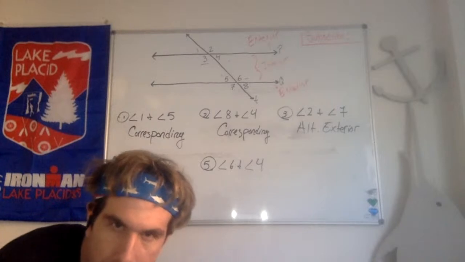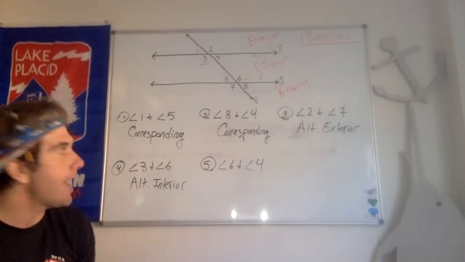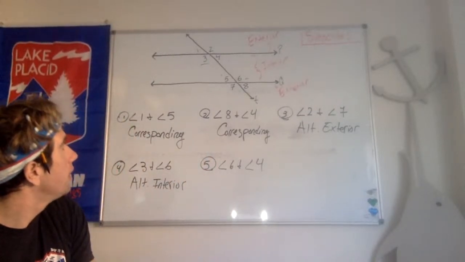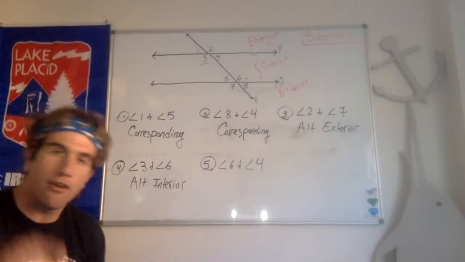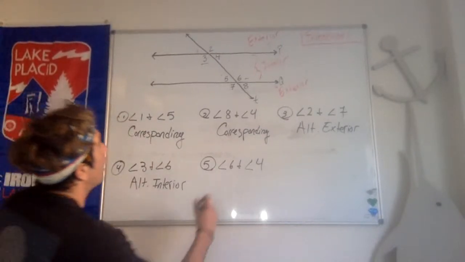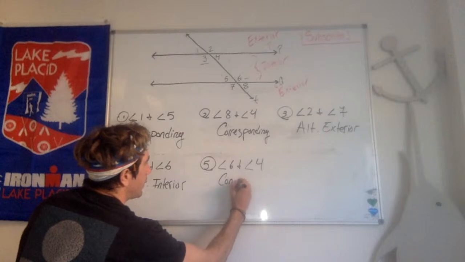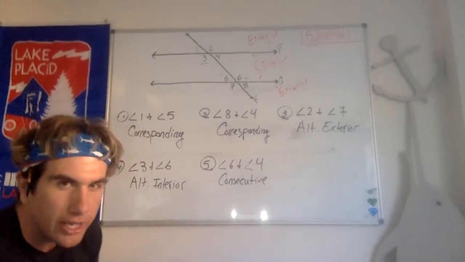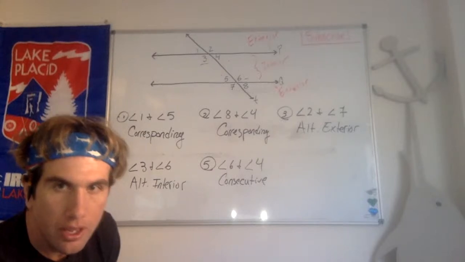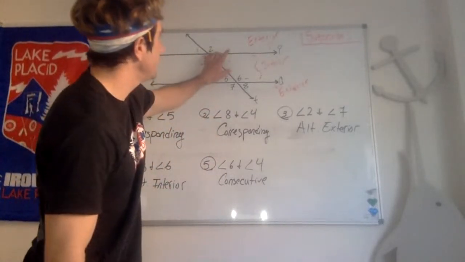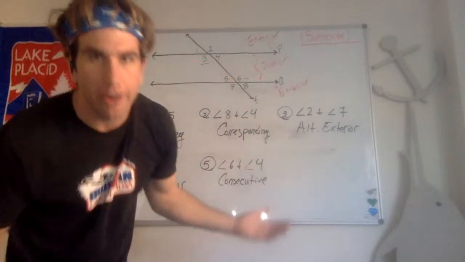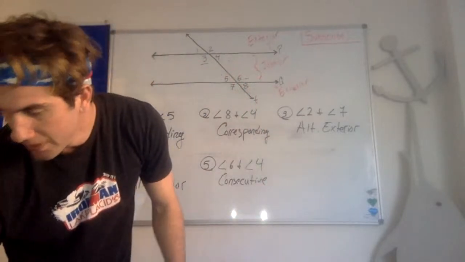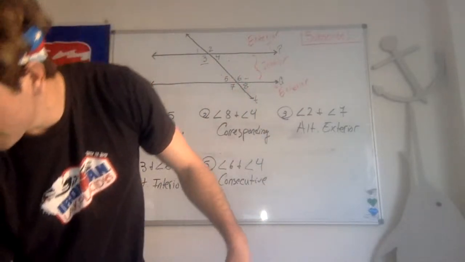All right. Good, Tatiana. Diana, 6 and 4. Diana says that they're consecutive. Gold star. Consecutive, because they're also known as interior consecutive to make it easier for you. So they're inside, right next to each other, consecutive angles, guys. Good job.